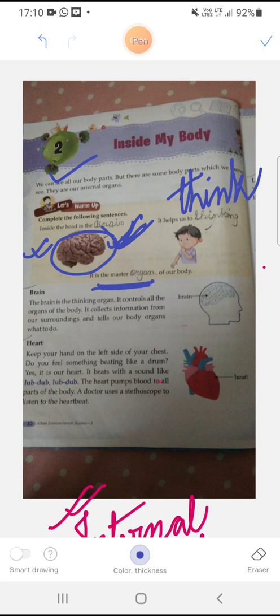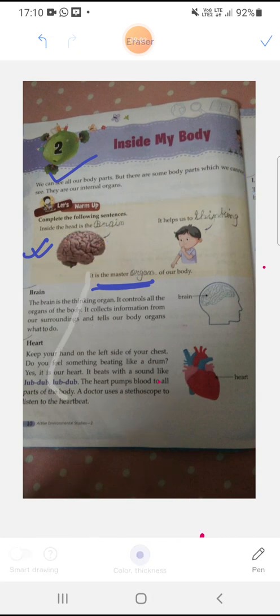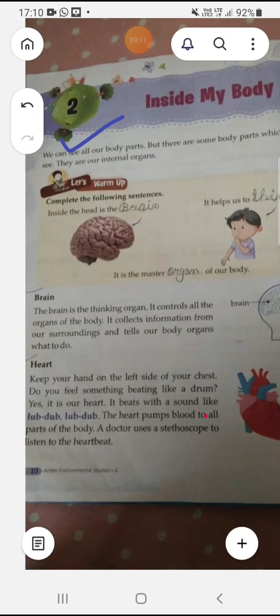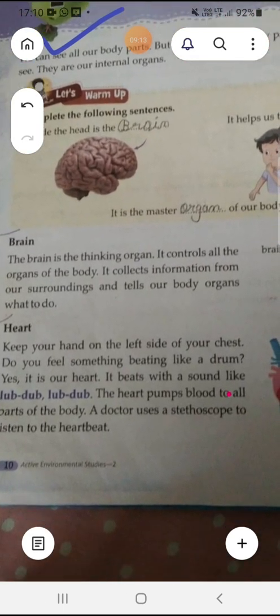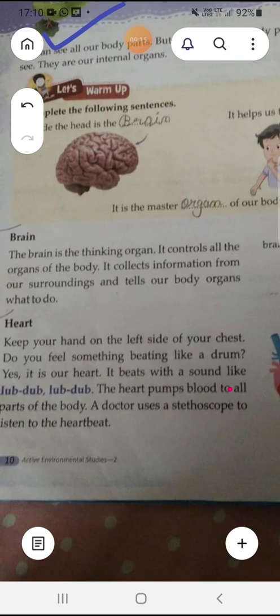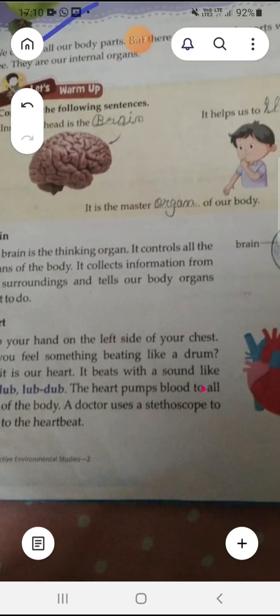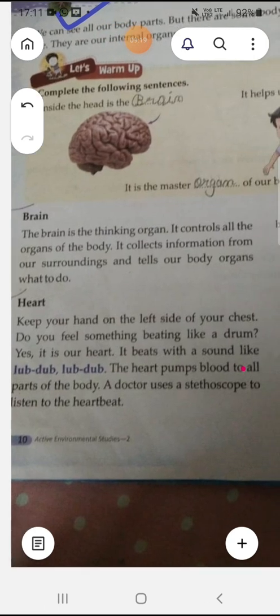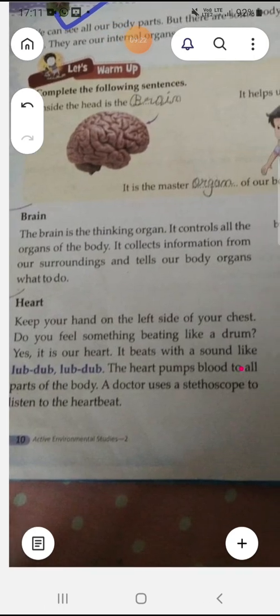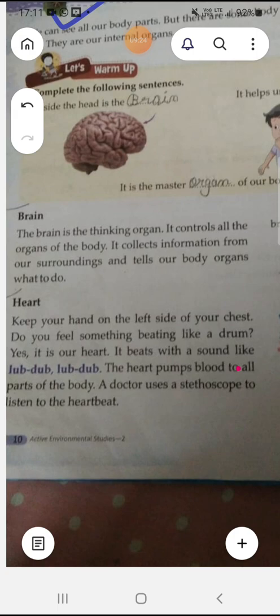Therefore you see brain. First point, you see this brain. So what is there? Let us see. The brain is the thinking organ. So remember students, the brain is the thinking organ. We can think with the help of our brain. It controls all the organs of the body. So it controls all other organs of our body.